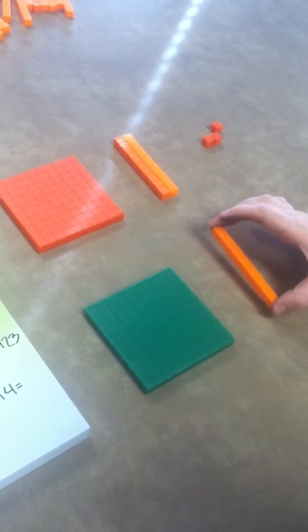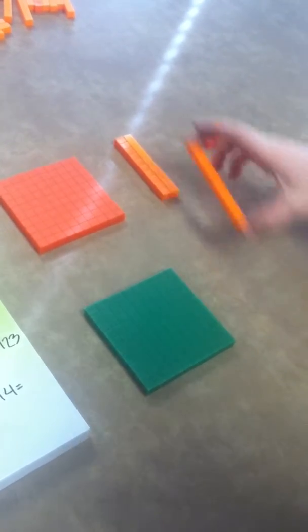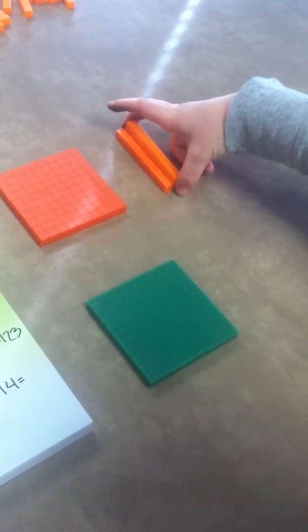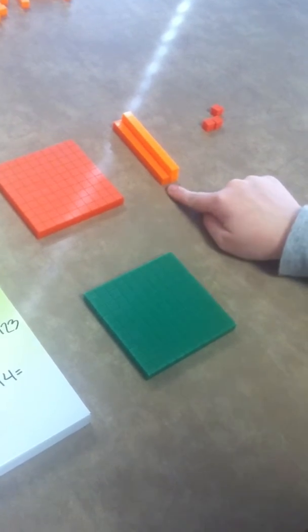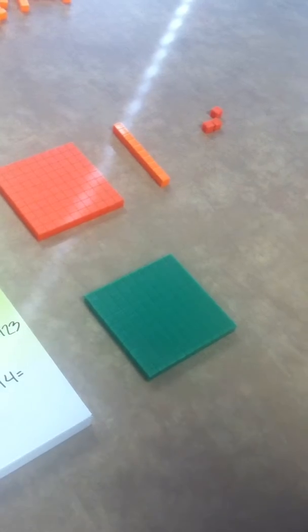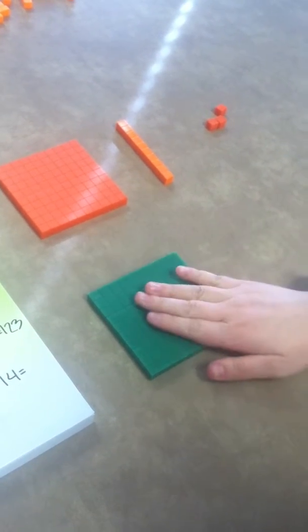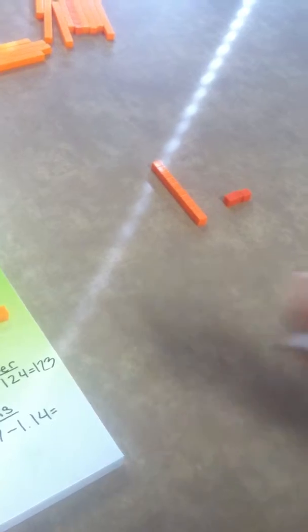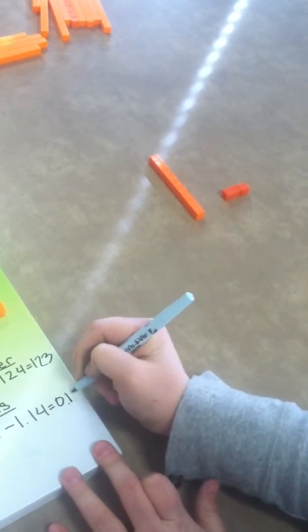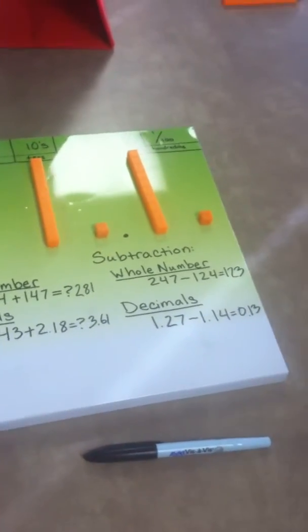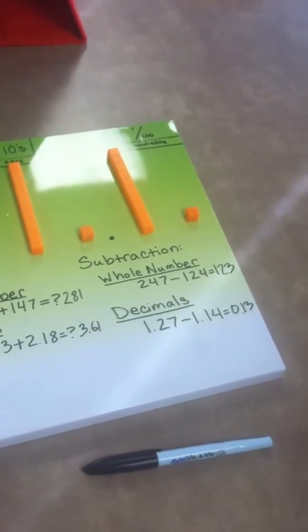Then we're going to take our tenths value, and we're going to place it on top so we know that we're subtracting 1/10 from our 2/10. We're going to remove that. And then we're subtracting our whole number from our whole numbers, so it's going to remove the whole number altogether. So that leaves us with 0.13, or 13 hundredths. And that's how you use base 10 blocks to demonstrate addition and subtraction using whole numbers and decimals.